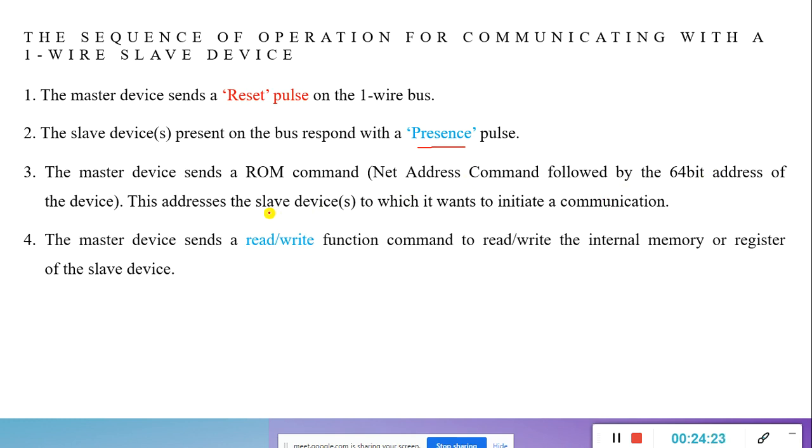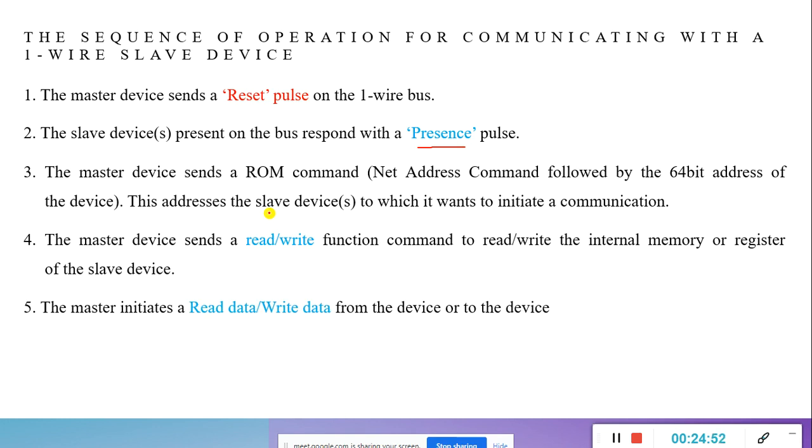Later, once it sends the address, the master device sends either a read or write function command to read or write the internal memory or register of the slave device. Obviously, the job of the master device is either to read or to write. If you want to read, you read the data from the slave memory, or if you want to write, you write the data onto the slave memory.